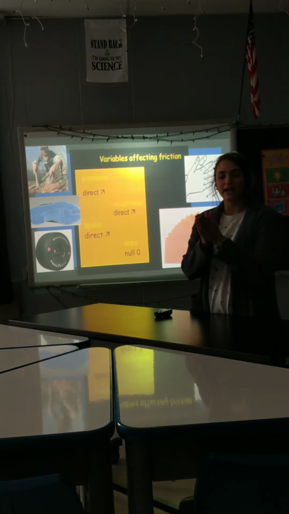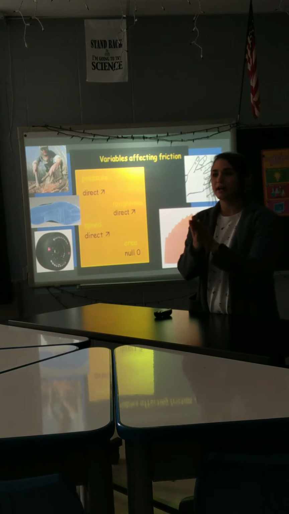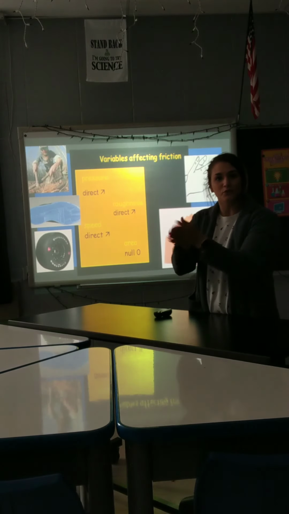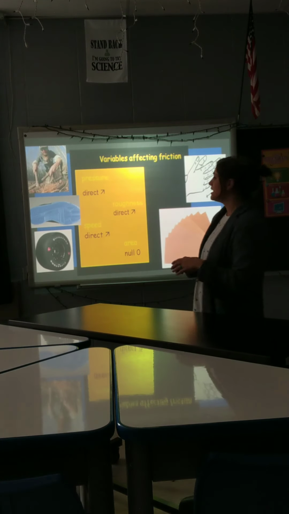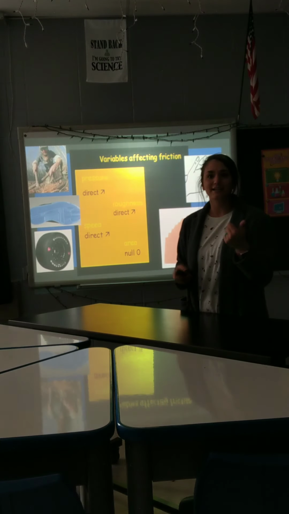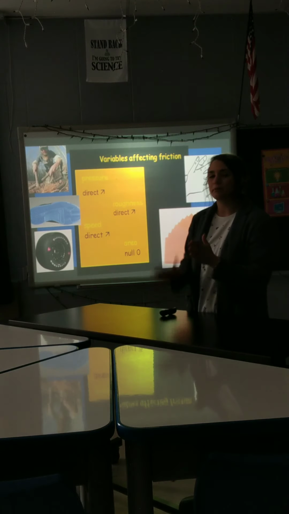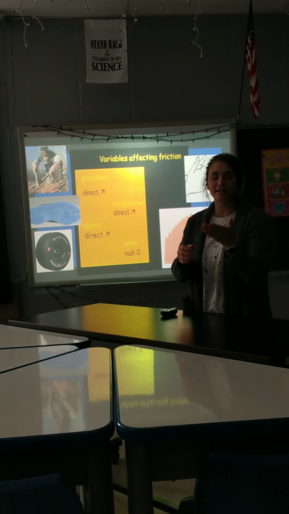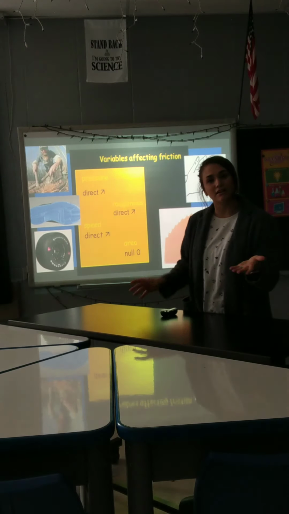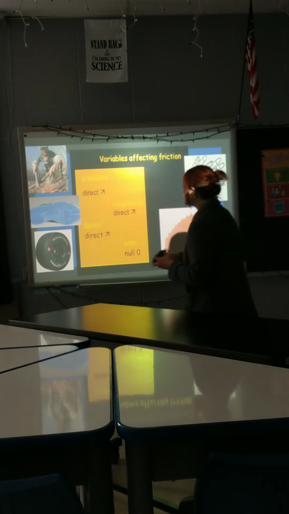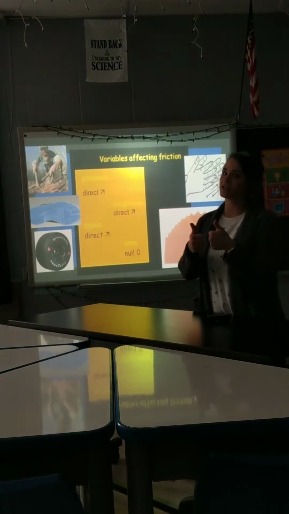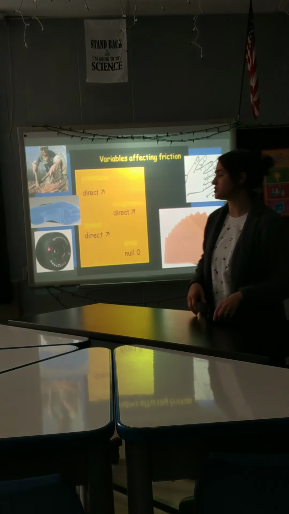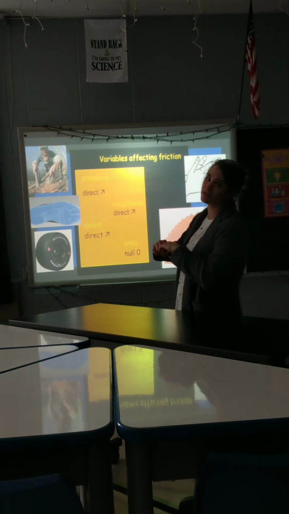Like if you think about your hands, if you're rubbing your hands together, they might start to get a little bit warm, but if you rub them together really fast, they get hotter, and that's because of friction. And so friction can create heat and smoothness. If you rub your hands together really fast, you'll feel both heat, and then afterwards you'll feel like your hands got a little bit smoother. And so that's speed. That's a direct relationship. When speed goes up, friction goes up. When speed goes down, friction goes down.